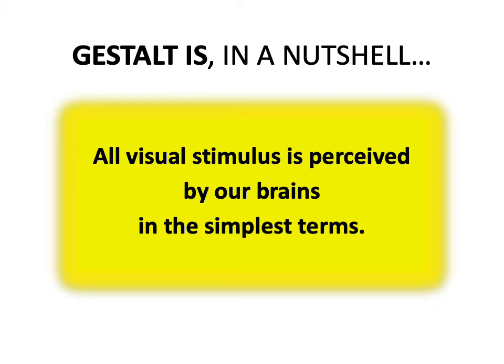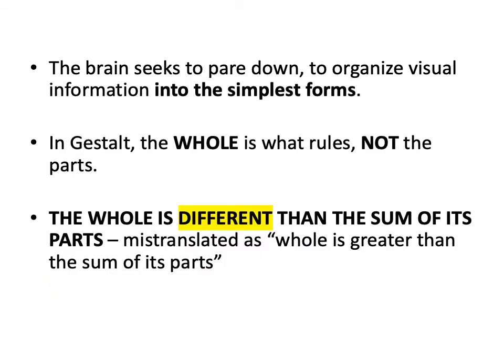In a nutshell, Gestalt is this idea that all visual stimulus is perceived by our brains in the simplest of terms. Everything's going to be reduced down so that we can quickly understand it. I think this is a very useful survival mechanism, and that is why it's so powerful. Our brains seek to pare down and organize visual information into the simplest forms, so we can process quickly, understand quickly, and choose an appropriate reaction.